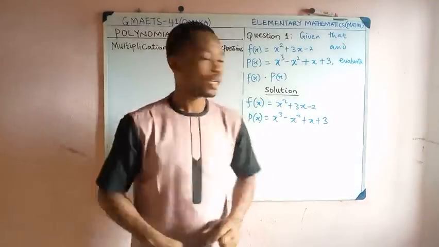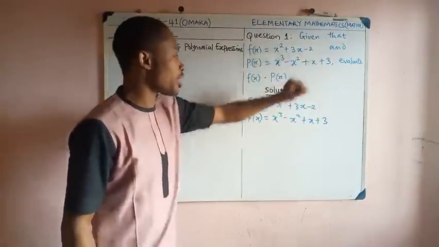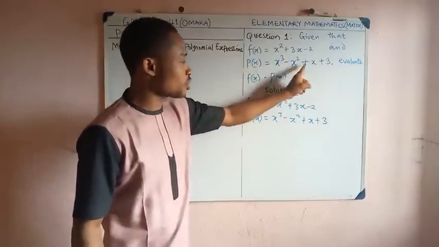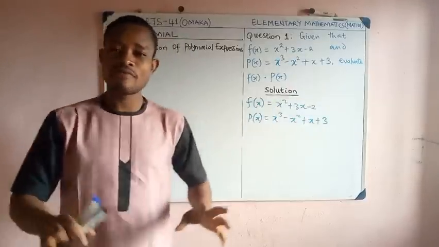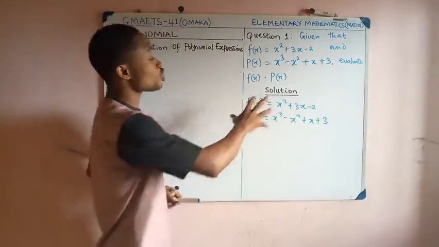We have this question on the board here. We're given this polynomial f of x equal to x raised to power 2 plus 3x minus 2, and then this polynomial p of x equal to x raised to power 3 minus x raised to power 2 plus x plus 3. We have to evaluate the product f of x times p of x. Is that okay? So we're multiplying these two polynomials.